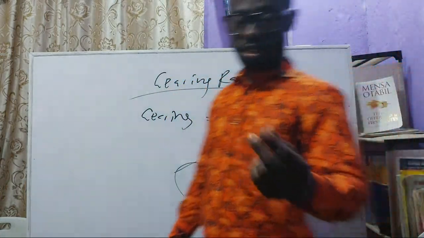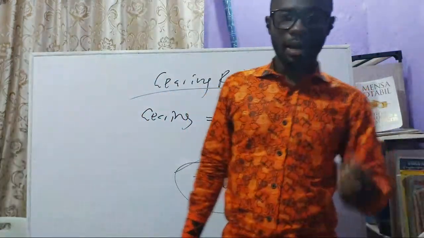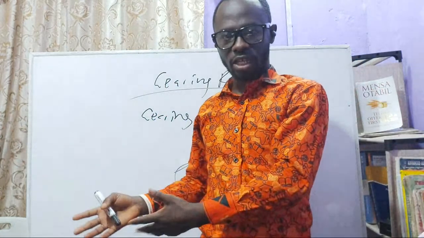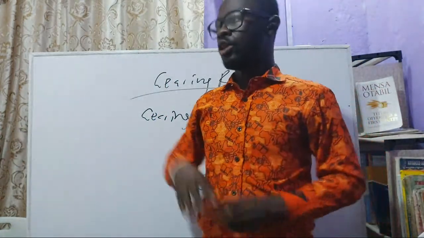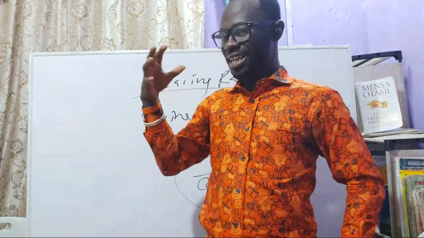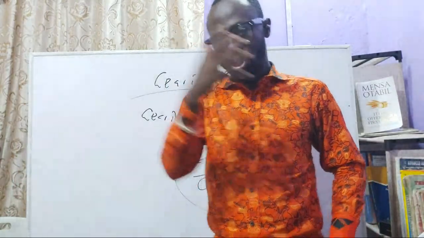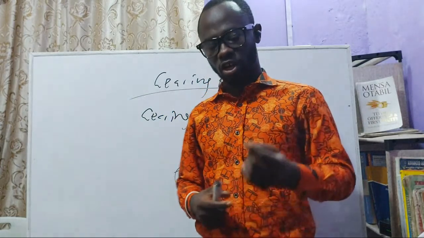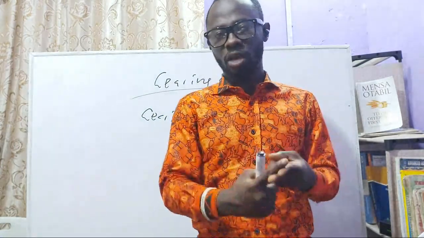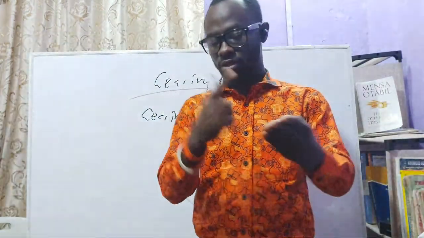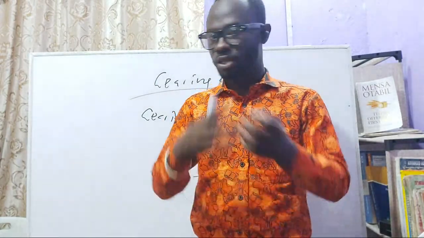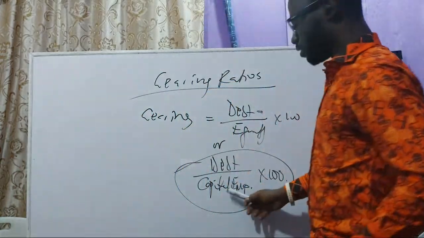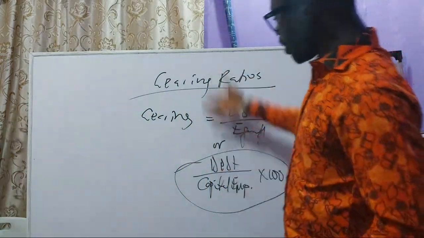And I know you know what capital employed is. I told you there are two ways capital employed can be calculated. Capital employed could either be the total assets minus current liabilities, or your shareholders fund plus long-term debt. And we said shareholders fund includes stated capital, share premium, retained earnings, reserves, revaluation surplus. All of those things are shareholders fund, plus the long-term debt gives us the capital employed. So that is how we calculate the gearing.